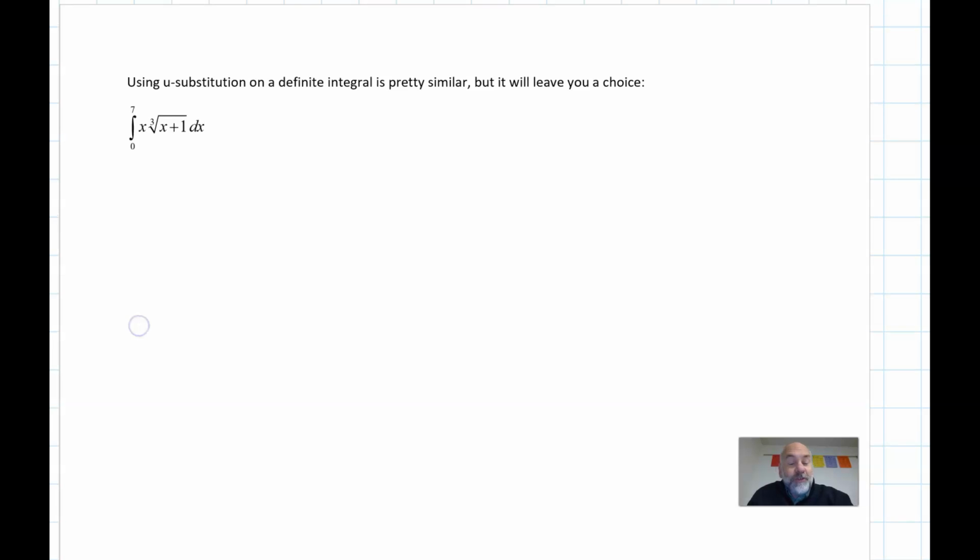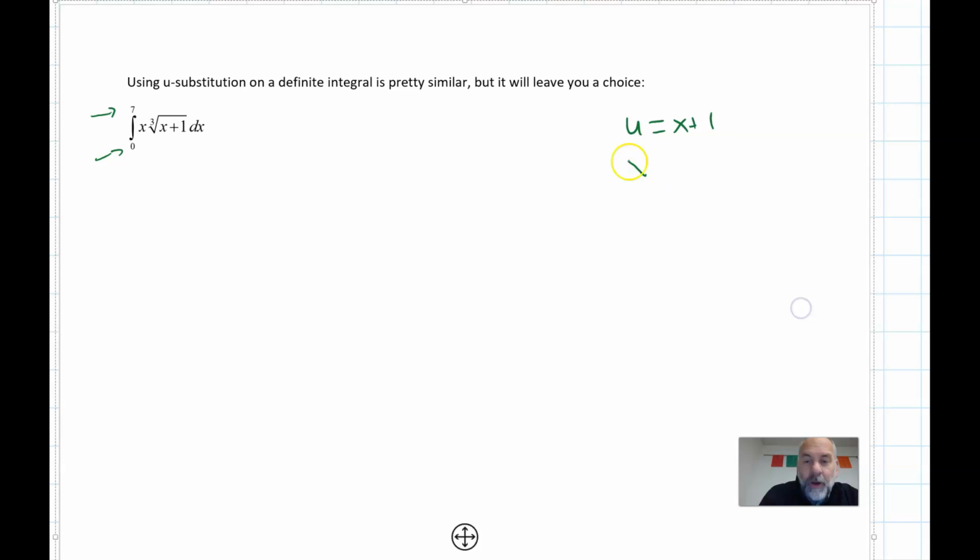Now, doing u substitution on a definite integral is pretty similar, but it gets a little bit complicated here. So this is going to be kind of a similar one. You can see that we've got the same problem here, except it doesn't have the 2, so it won't be too bad. And so we're going to do a u substitution. We're going to do u equal to x plus 1. And what's different about this one is we've got a definite integral now. So x equals u minus 1 for that substitution, and du is just equal to dx.